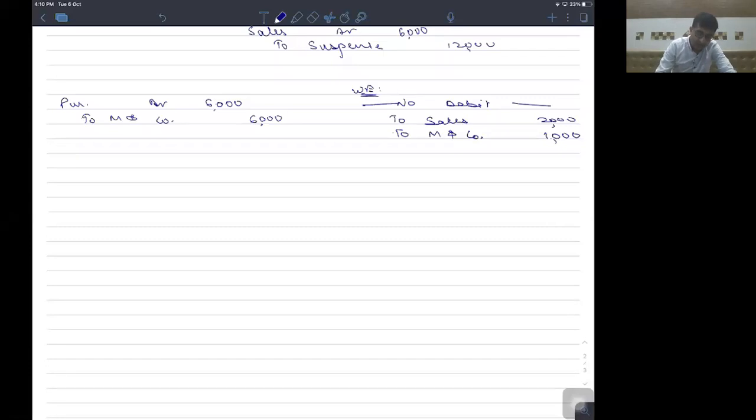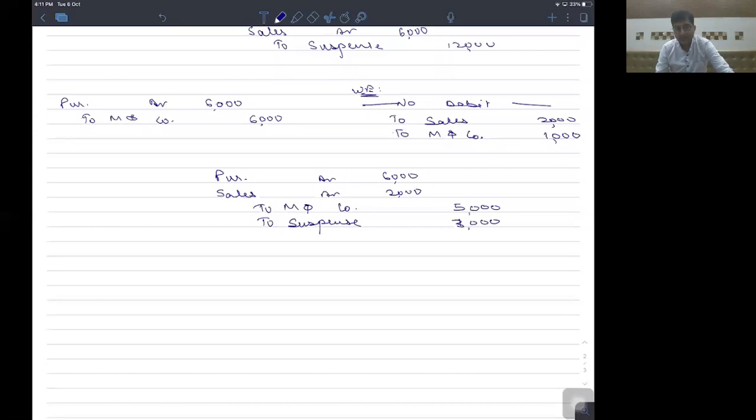Therefore, the rectifying entry will be what? Purchase debit 6,000, sales debit 2,000 to MN company rupees 5,000. क्योंकि MN कंपनी को क्रेडिट करना था 6,000 से, हमने क्रेडिट किया सिर्फ 1,000 रुपए से, so the more credit of 5,000 to suspense rupees 3,000, the difference between the two. Am I right?